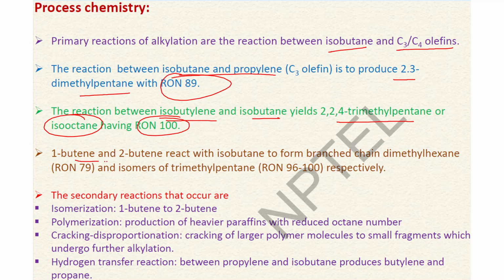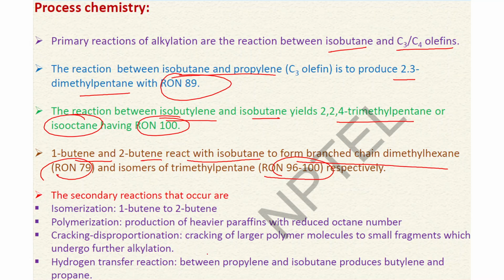Okay. So 1-butene and 2-butene also react with isobutane to form branched chain dimethyl hexane, which gives a research octane number of 79, and isomers of trimethyl pentane, which gives a research octane number from 96 to 100.